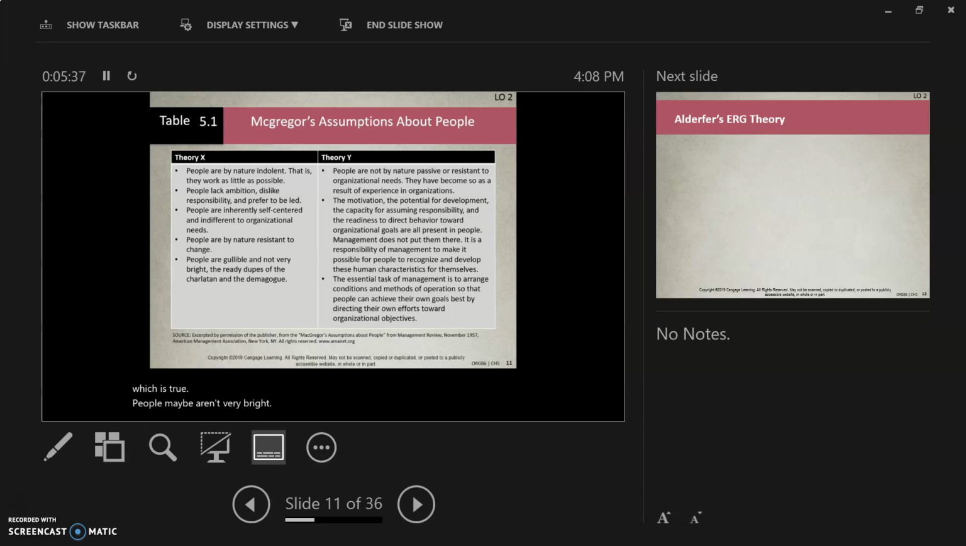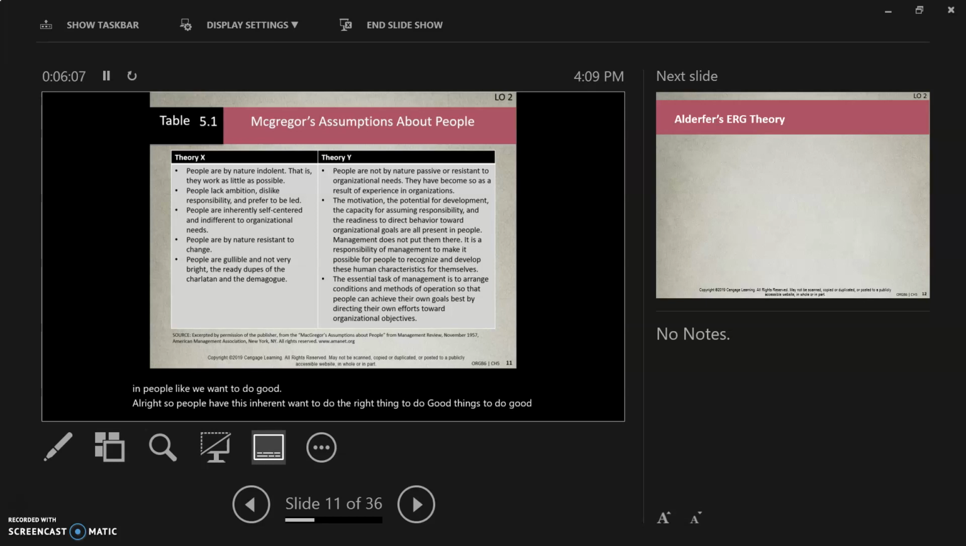Where theory Y says people aren't passive by nature or resistant to organizational needs, they only become so because of their experiences within that organization. And that motivation and the potential for development and the capacity for assuming responsibility and the readiness to direct behavior toward organizational goals are all present in people. Like, we want to do good, right? So people have this inherent want to do the right thing, to do good things, to do good work.